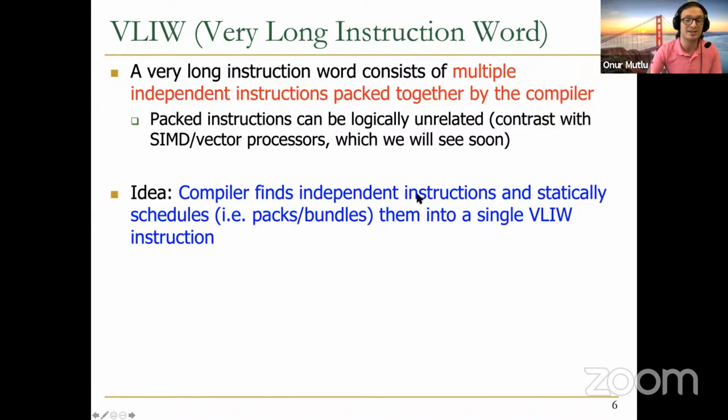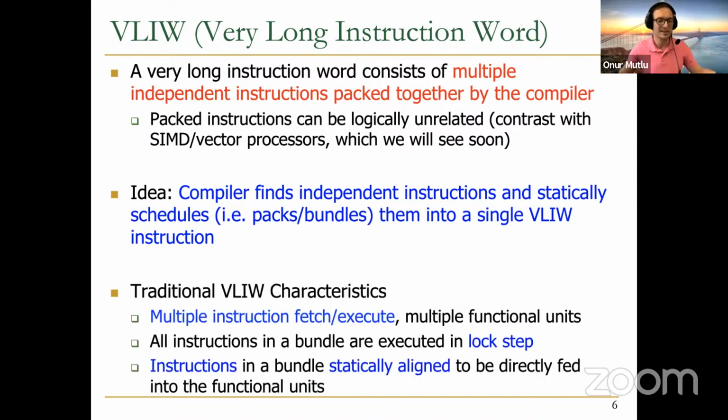Compiler finds independent instructions and statically schedules, in other words, packs or bundles them into a single VLIW instruction. And all of these different types of wording are used in VLIW literature: packing, bundling, etc. That means putting together multiple independent instructions. So the traditional characteristics of VLIW is clearly you can fetch multiple instructions, execute multiple instructions. You have to have multiple functional units to be able to concurrently execute these instructions.